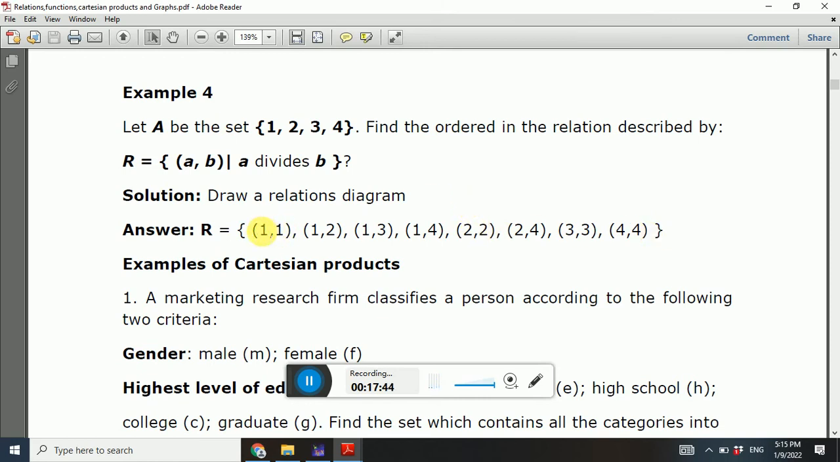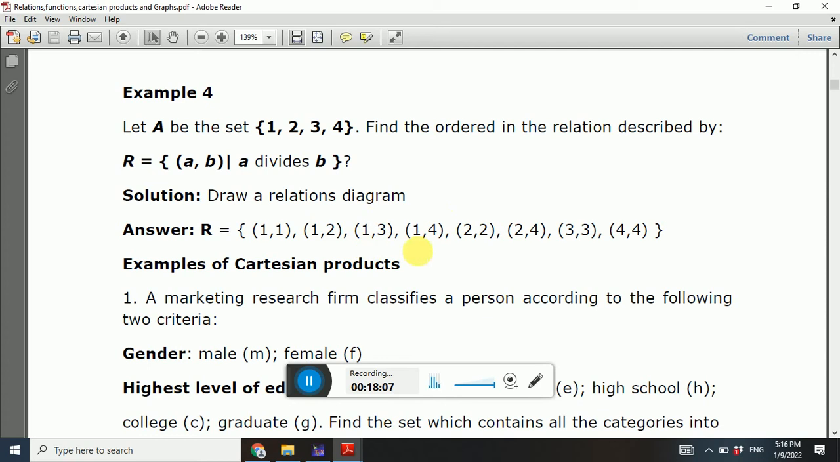1 divided by 1, remainder is 0. 2 divided by 1, remainder is 0. 3 divided by 1, you get 3, remainder is 0. 4 by 1 satisfies. 2 by 2 satisfies. 4 divided by 2, it satisfies. 3 divided by 3 satisfies. 4 divided by 4 satisfies.